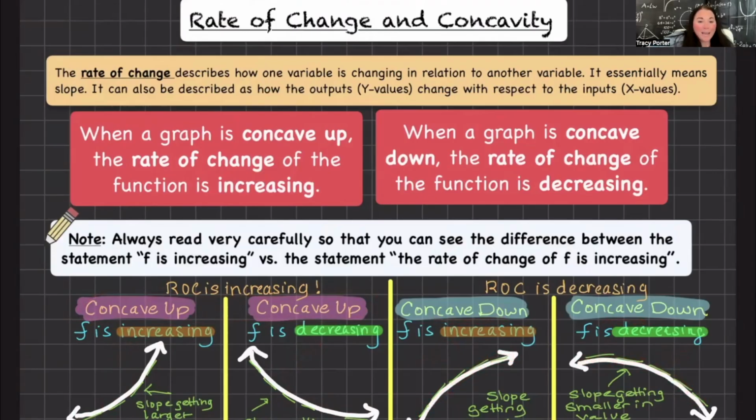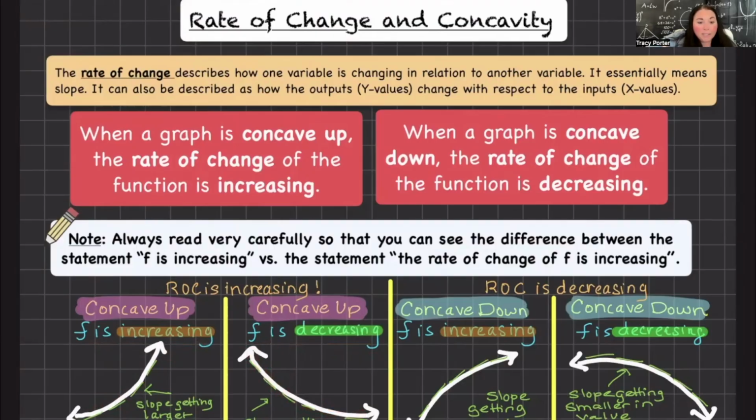So what's happening? You can be concave up in two ways here. F could be increasing or decreasing. We know that F is increasing because this would have a positive slope, so to speak, even though we don't actually talk about the slope of curves yet in this course. But you can see that it's rising from left to right. That's how we have talked about it so far, right? And over here, it's falling from left to right, so F would be decreasing.